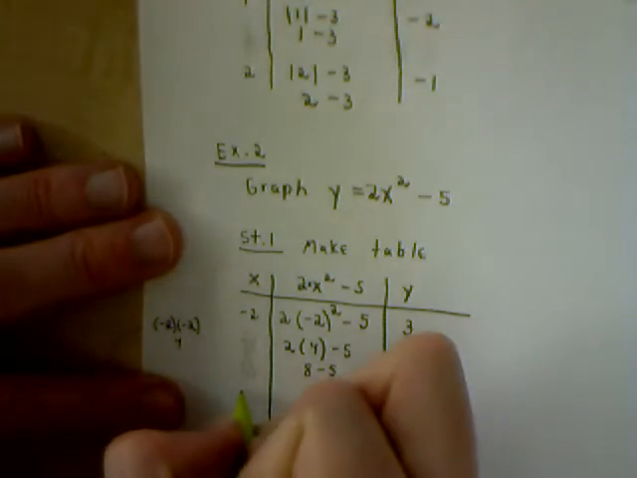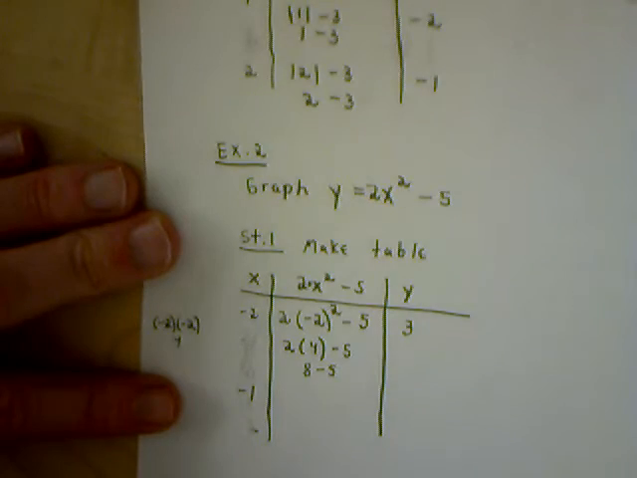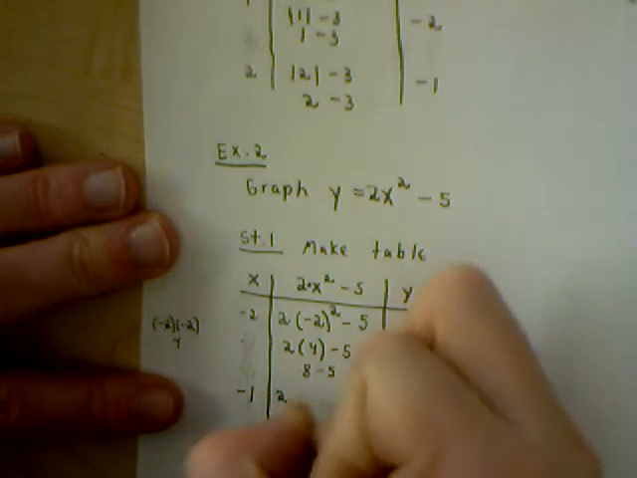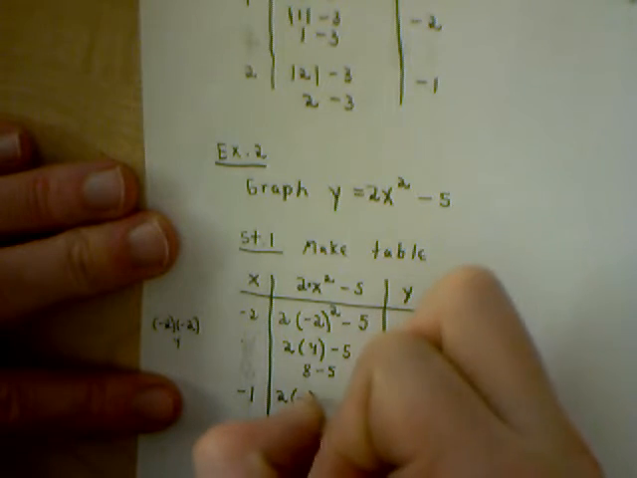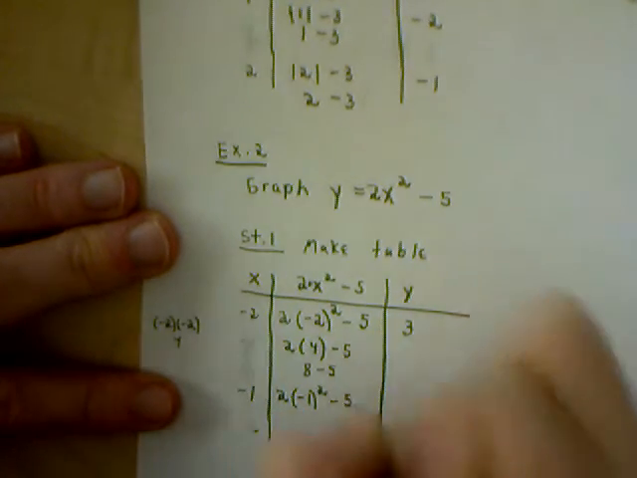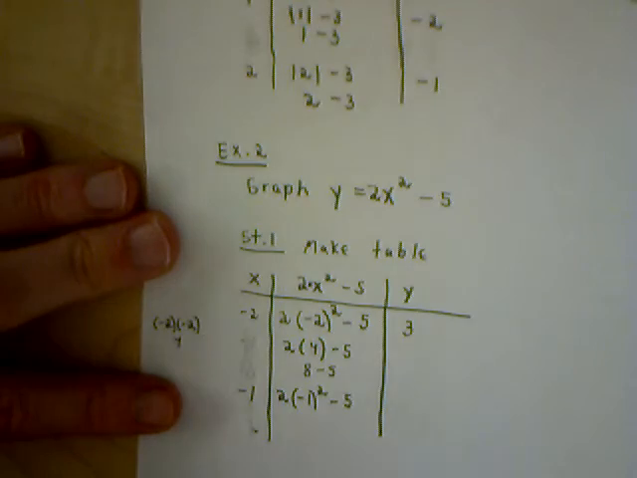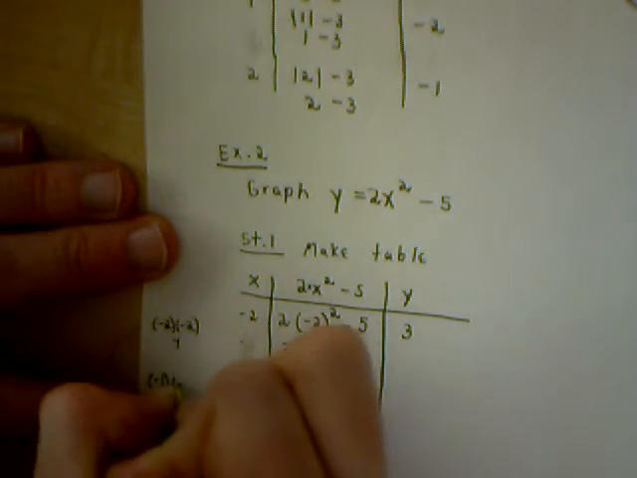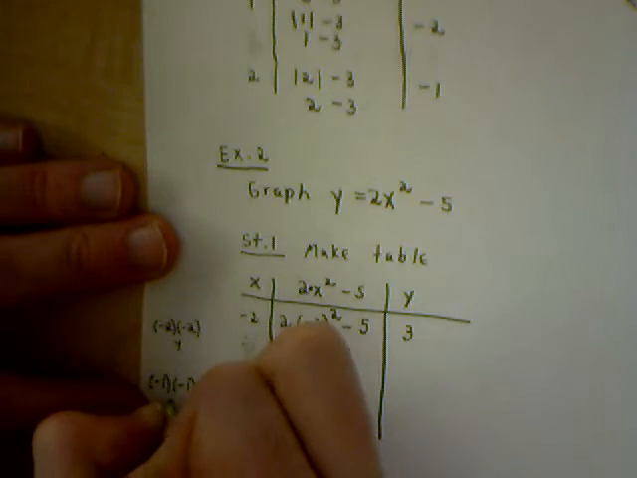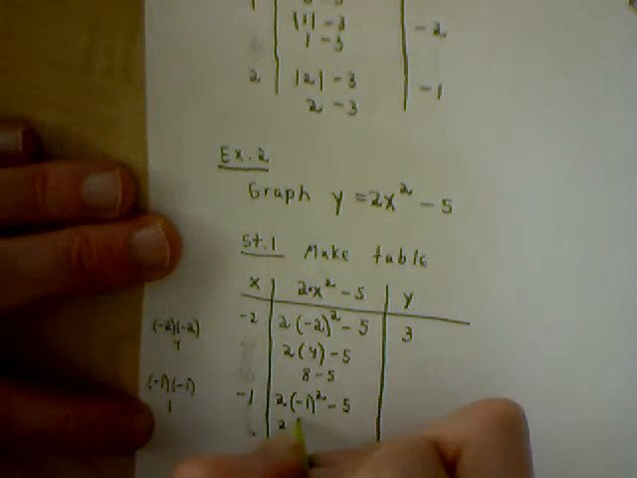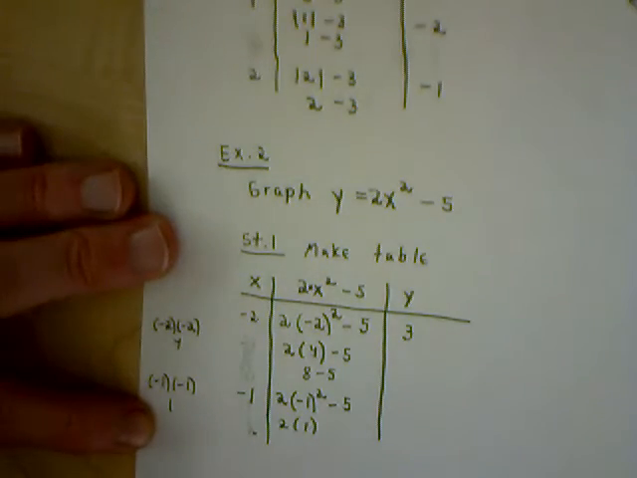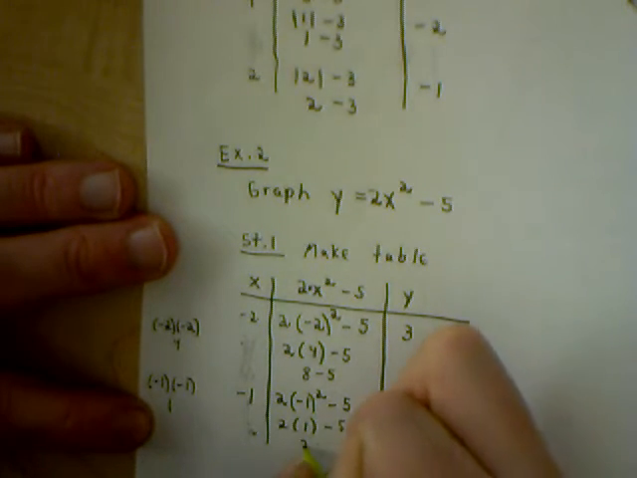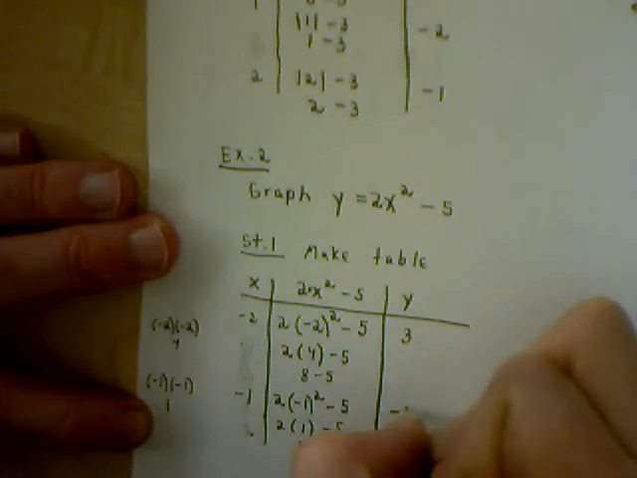The next x value I'm going to choose is -1. So when I put it in, I'll have my 2. Then you put parentheses, -1 squared minus 5. Do some work on the side. -1 squared means -1 times -1, which is a +1. So this becomes 2 times +1 minus 5, that equals 2 minus 5, which is -3.